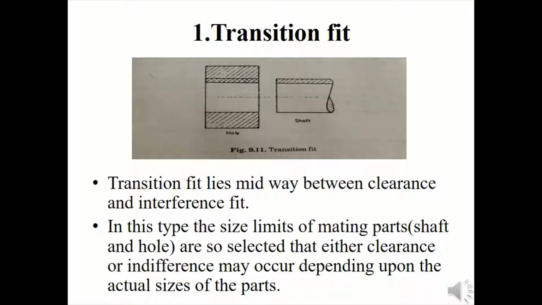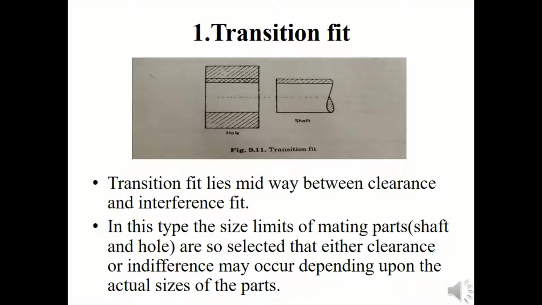Transition fit exists between these two fits, that is clearance fit and interference fit. And in transition fit, only after assembling any two mating parts do we come to know that the parts assembled are of clearance fit or interference fit, as this depends on the actual size of the parts. Means after assembling we come to know whether this part has a clearance fit or interference fit. We cannot predict beforehand.